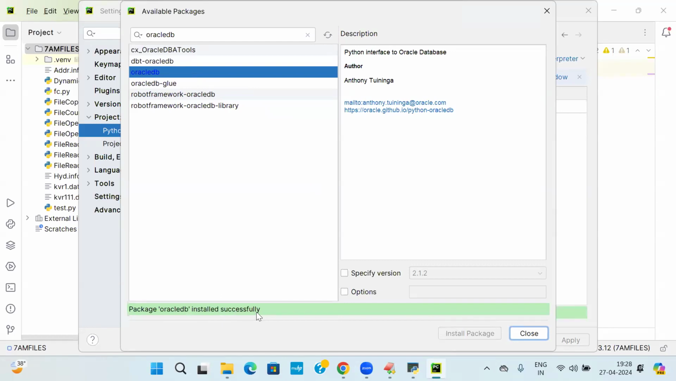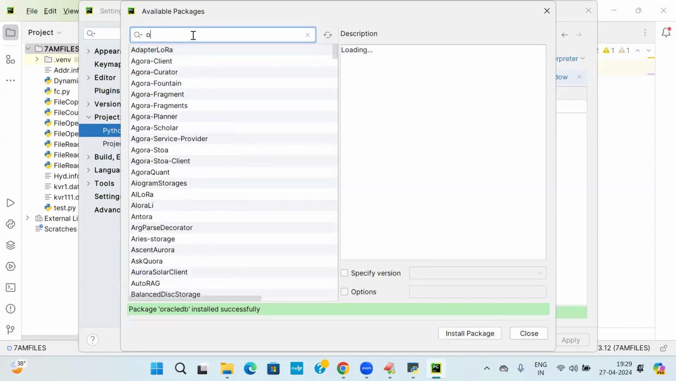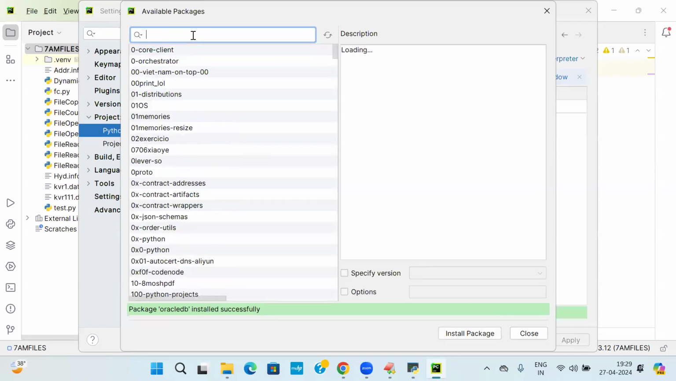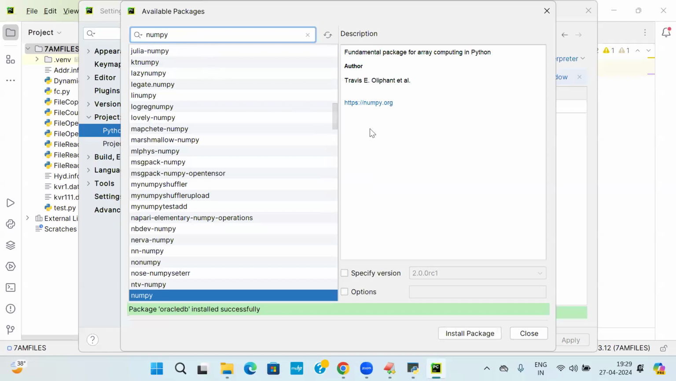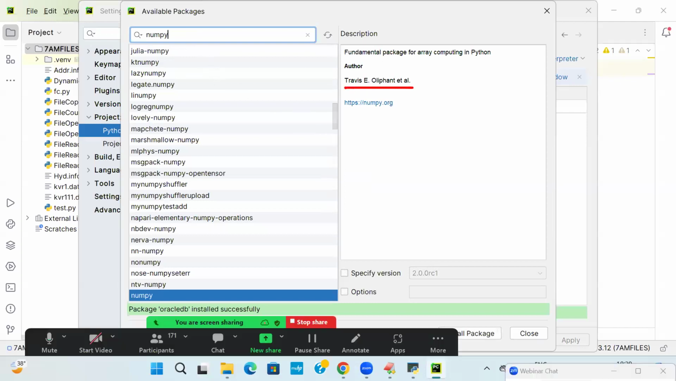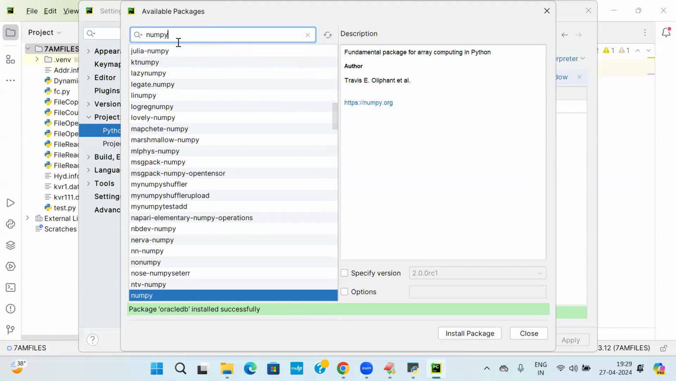First party modules are developed by whom? By the Python developers. Second party modules are given by OS developers. Third party modules are from people like Anthony, Travis, Wes McKinney. So many people are there. One more example I will show you. Go to NumPy. Who is the NumPy developer? Travis Oliphant is the author name.